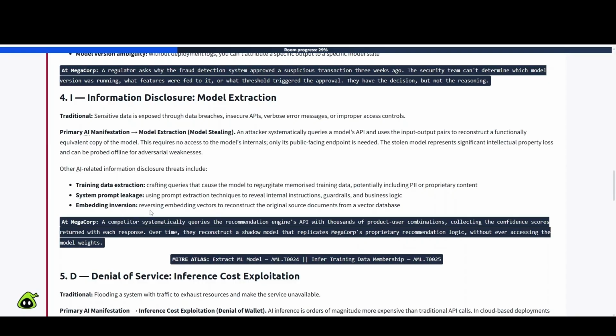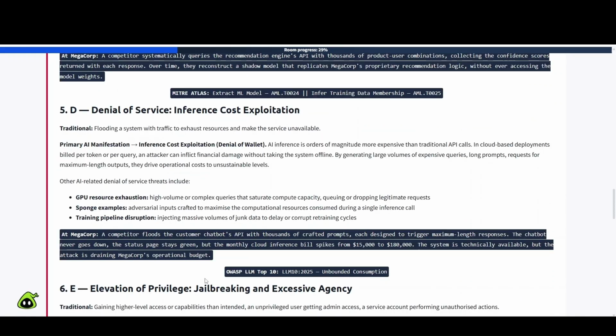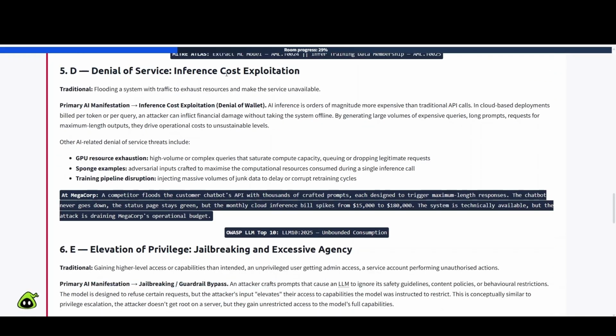logic, embedding inversion, reversing embedded vectors to reconstruct the original source documents from a vector database. At Megacorp, a competitor systematically queries the recommendation engine's API with thousands of product user combinations, collecting the confidence scores returned with each response. Over time, they reconstruct a shadow model that replicates Megacorp's proprietary recommendation logic without ever accessing the model weights. And MITRE Atlas: extract ML model, AML.T0024, infer training data membership, AML.T0025.